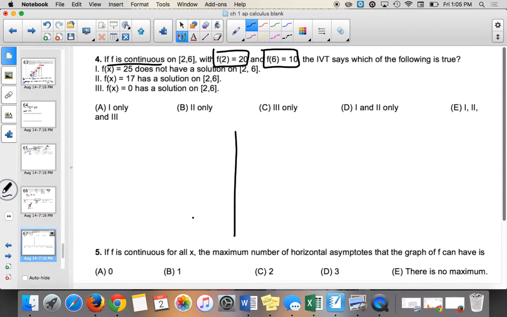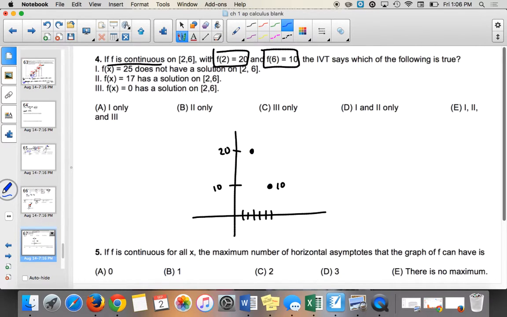So if we're talking about f of 2 being up at a height of 20, and f of 6 at a height of 10, but we know we have a continuous function, we have to be able to connect those points in some way, right? And we don't know how they're connected. So here's a couple different scenarios. It could go up and then come down to that point. We could come down and then go up. We could do a whole bunch of stuff. We don't know how we're connecting. But we do know by the intermediate value theorem that any number between here, we have to cross. We're going to have to cross any number that's between there.